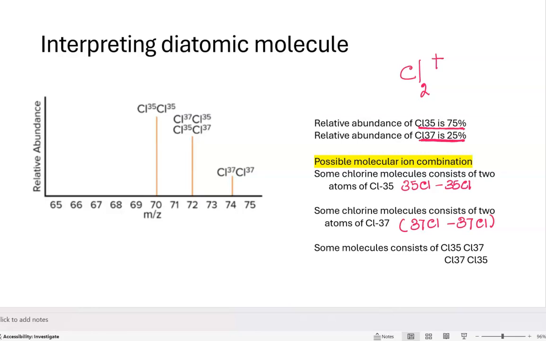Possible molecular combinations. Some chlorine molecules consist of 2 atoms of chlorine 35 isotopes. Some chlorine molecules consist of 2 atoms of chlorine 37. Some molecules consist of both isotopes, chlorine 35 and 37, or 37 and 35.